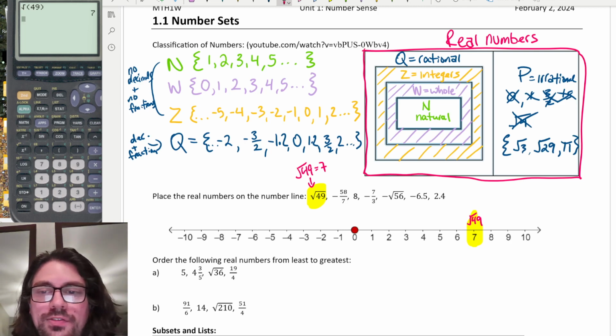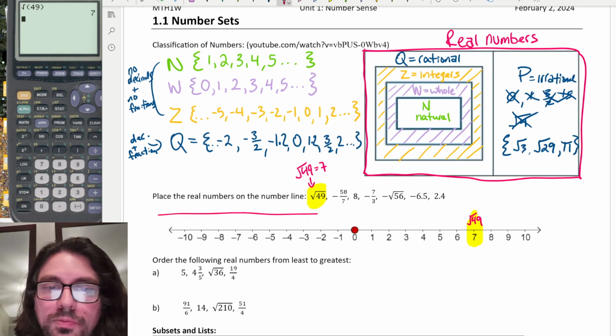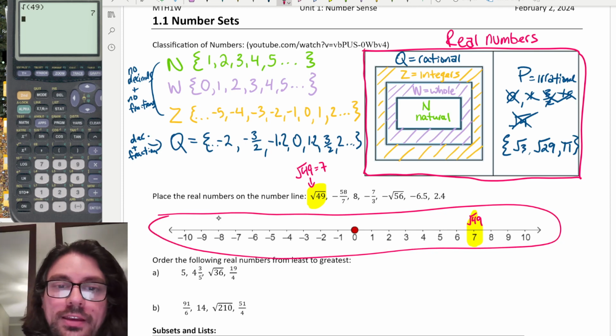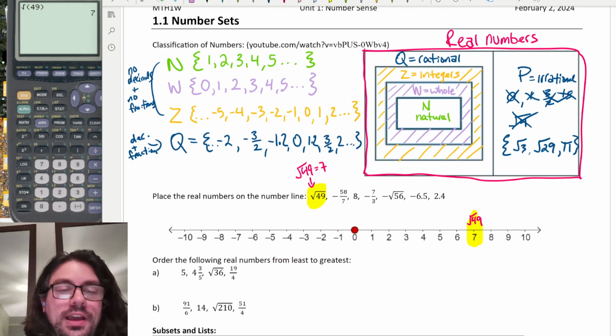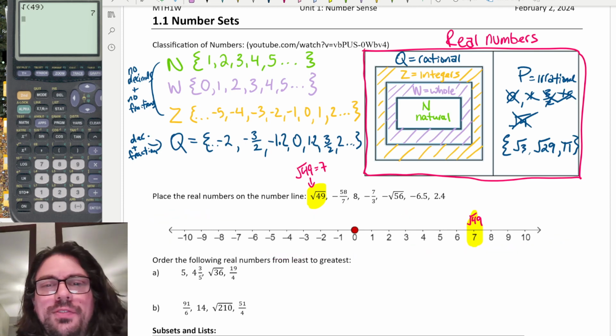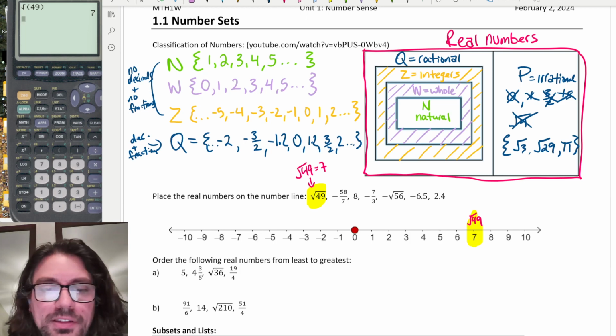Take a minute, pause this video, and see if you can get the rest of those points put on the number line. If you want to use some highlighters, there are highlighters on the side of the room. But pause the video now. Try and get these on and help each other out. Math's a team sport. All right, I'll assume you paused the video and tried. Let's take this up and see how you did.